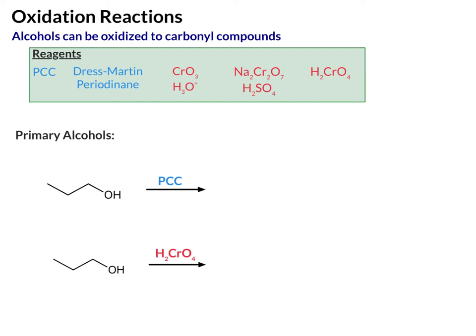Next, we're going to take a look at some oxidation reactions. For oxidations, you'll often see the oxidation abbreviated as an O in brackets. In the simplest terms, this is the opposite of a reduction. That means we're decreasing the number of CH bonds and/or increasing the number of CO bonds.